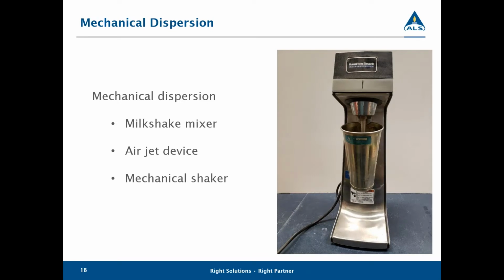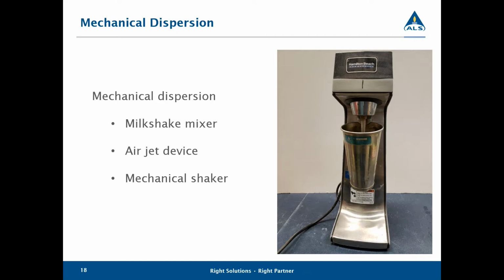For mechanical dispersion, we do use a number of different tools in order to help disperse the samples. The first is a milkshake mixer, which we have a nice picture of here. The way a milkshake mixer works is it adds air into the samples and those bubbles help disperse the soil particles. And they do this by using baffles. An air jet device has a number of different openings down at the bottom of a cup, which allows air to be forcibly put through the sample, and those bubbles help disperse it.